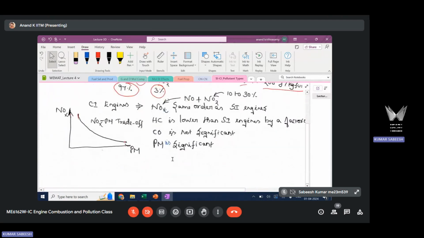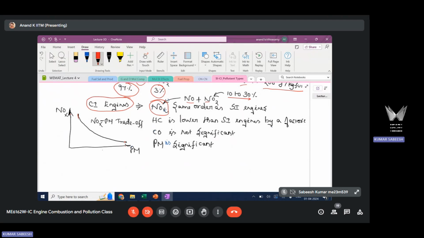So when you look at CI engine, what are the major pollutants and what are the typical concentrations? NOx is one of the major pollutants from compression ignited engine, diesel engine, wherein you have NO and NO2 similar to SI engine. But the difference here is that the NO2 level will be as high as 30%. It starts from 10%, it may go up to 30%. So it's very high as compared to SI engine. In fact, it's 10 times higher compared to SI engine NO2 level.